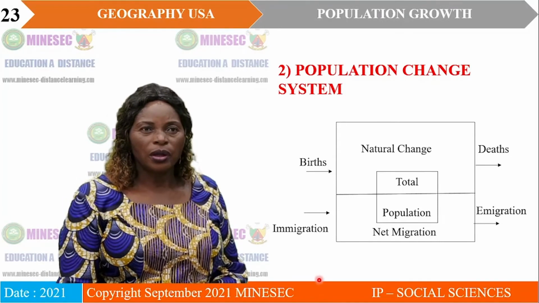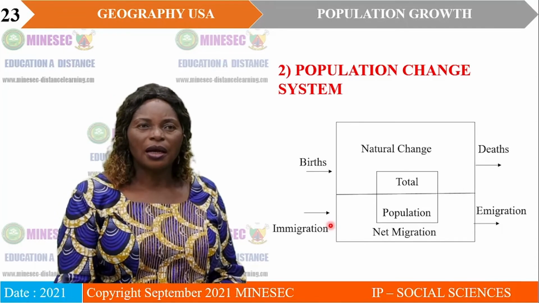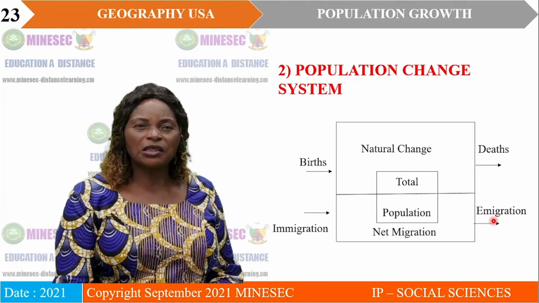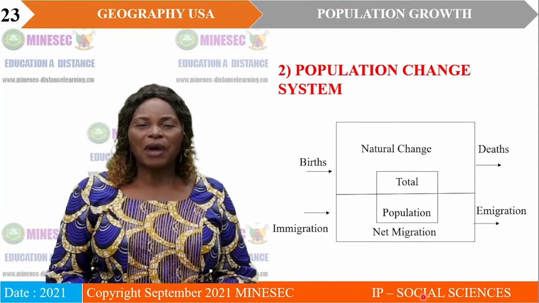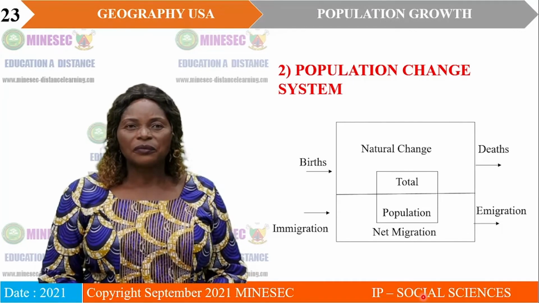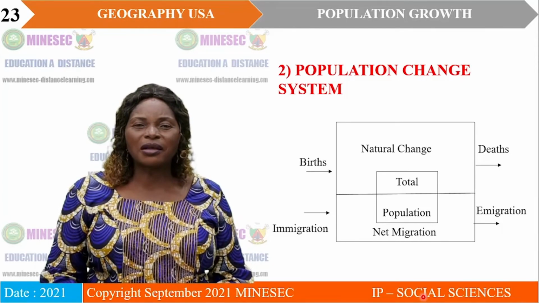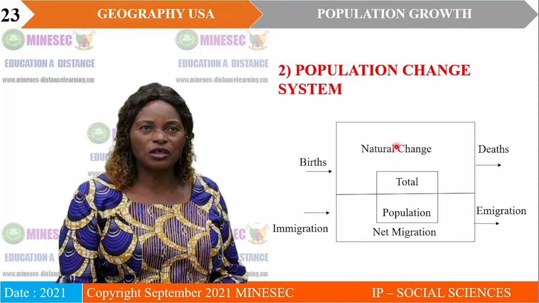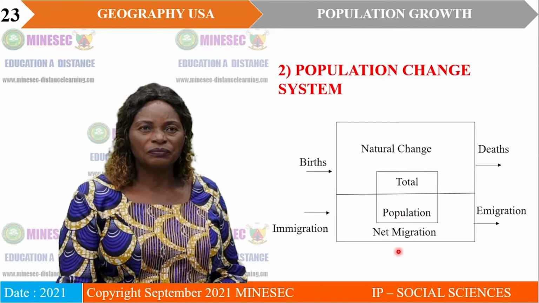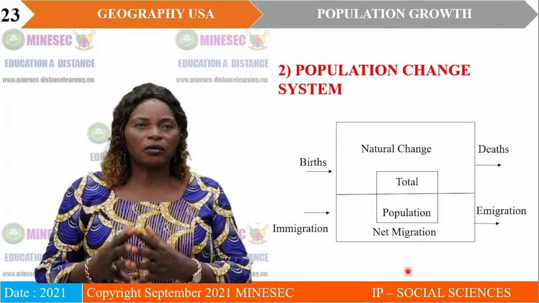We move on to migration. Here you have immigration, the entry of people into a country, and emigration, the departure of people from a state. These two will interact to give the net migration, or the migration balance. The balance can be positive when the number of immigrants are more than emigrants, and the balance can be negative when the emigrants are more than the immigrants. Now, natural change and net migration will interact to give the total population. Natural change plus net migration will give the total population.